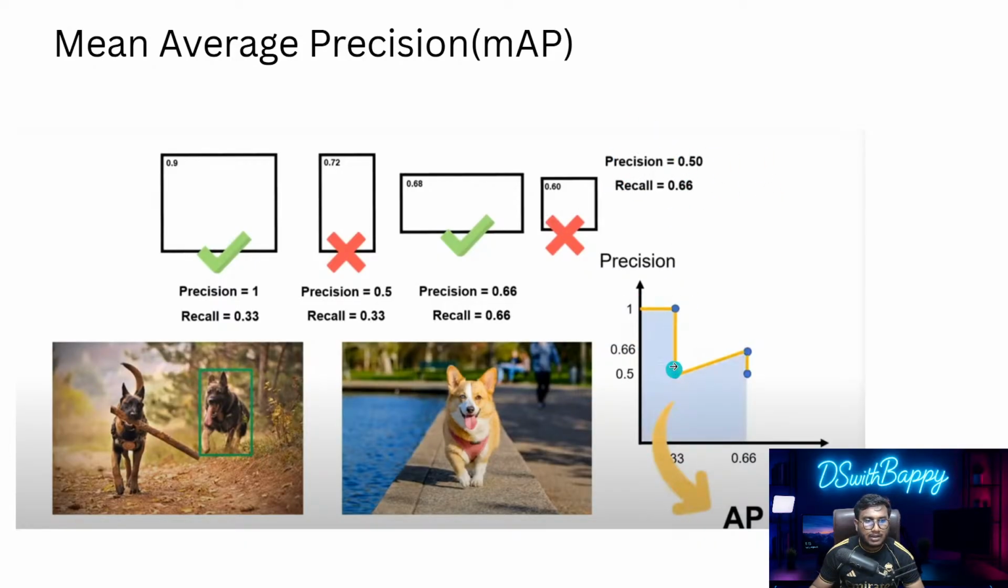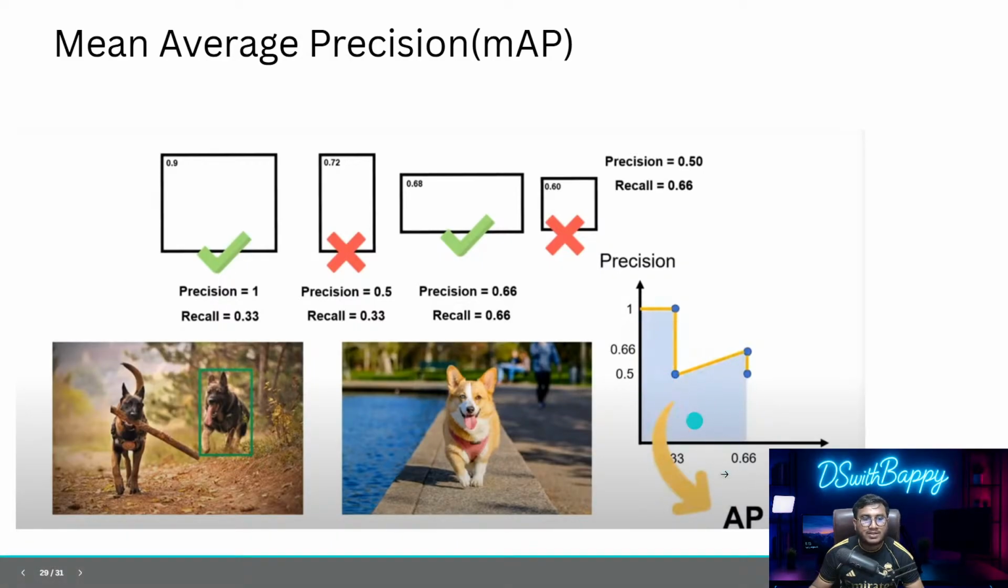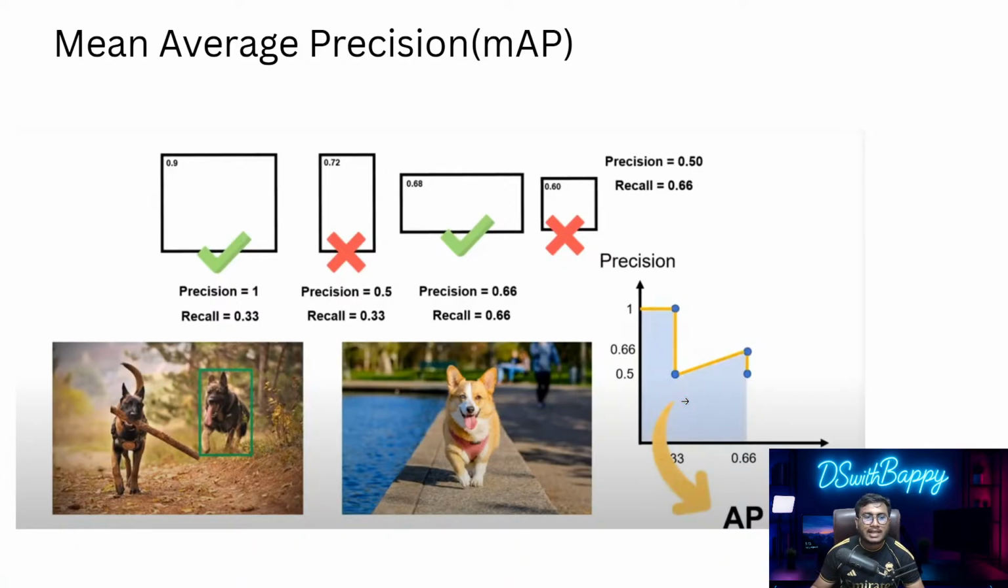Now you have to draw all the dots here. You have to draw all the dots, and in this curve you have to get the average precision. That means you have to calculate the average of all the numbers, and this is called average precision, guys. Before calculating the mean average precision, you have to calculate the average precision.